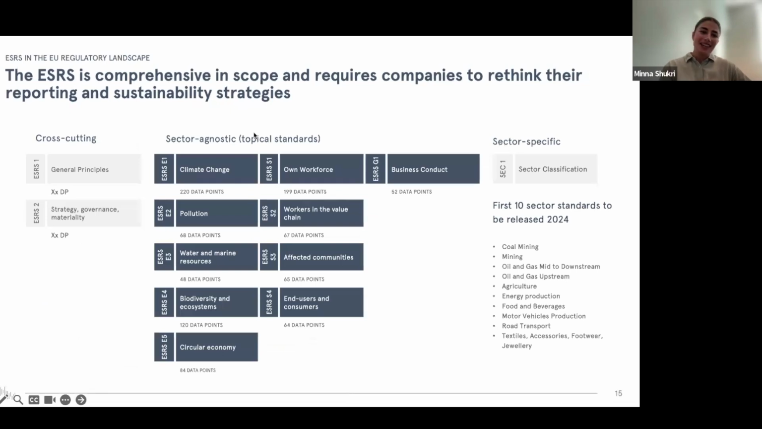And the ESRS, as you probably already know by now, consists of 12 standards, where 2 of them are the cross-cutting standards, and then we have 10 topical standards, and then we have some sector-specific standards, but we will not go into these in today's session.